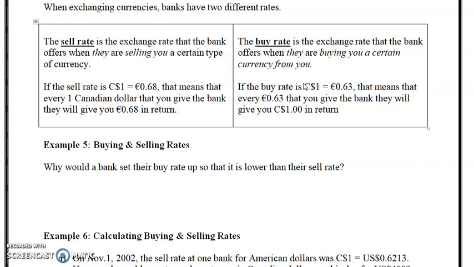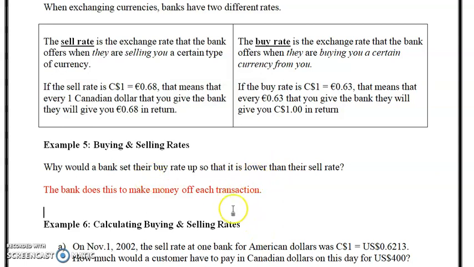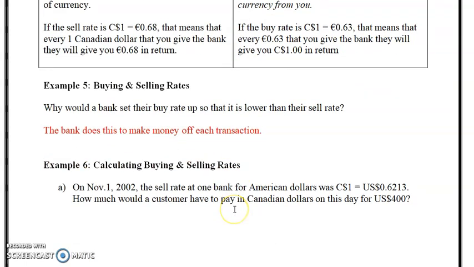So why would a bank set their buying rate lower than their selling rate? It's very simple, you guessed it: to make money off each transaction. They're not doing that just to be nice to you, obviously. They're there to make money. That's one of the ways they make their money.